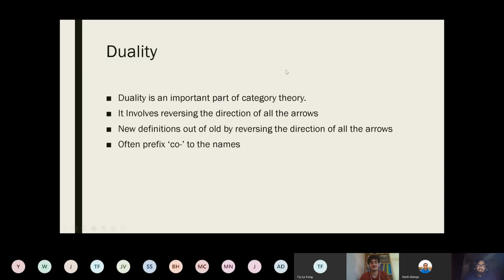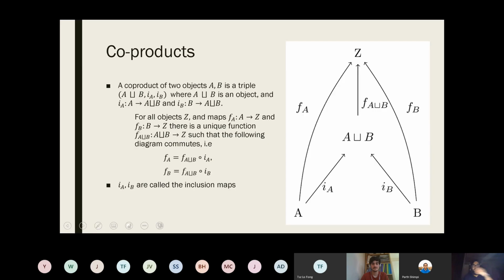So what is duality? It's an important part of category theory, which gives you extra definitions and fun things for free. Very vaguely, it's just reversing all of the arrows in all of your diagrams and in your categories. The new object is often just called the previous object, but with a co-prefix to it. So what I'll show you is the coproduct.